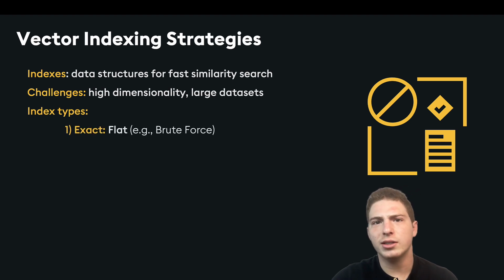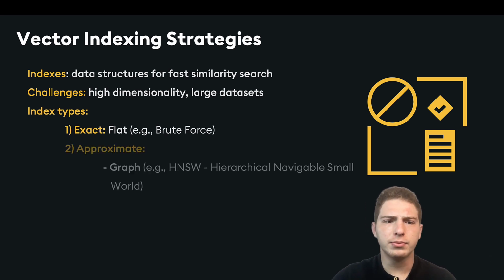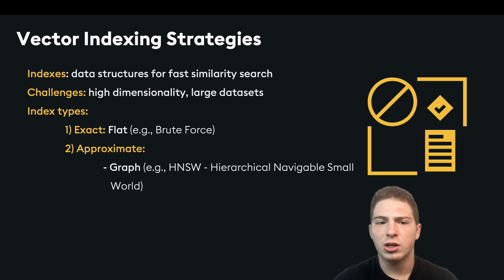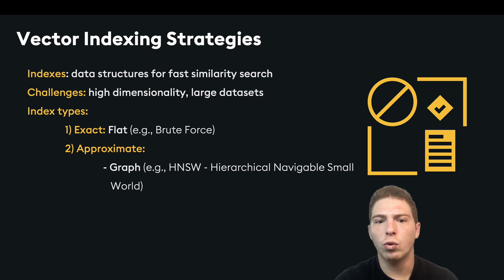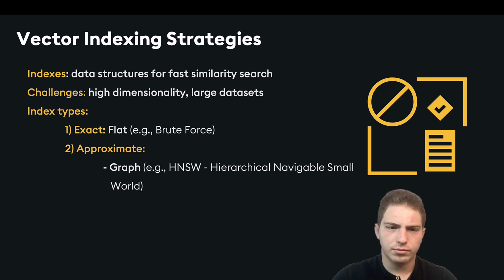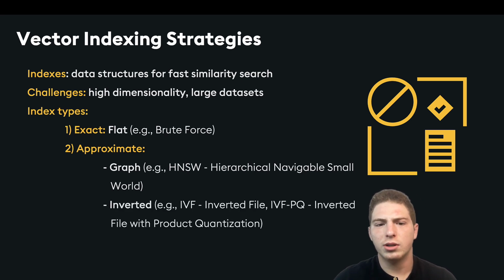The two main types of indexes are flat indexes, which do a brute force search, comparing your query vector to all document vectors, and approximate search. And approximate indexes use data structures like a graph or an inverted file index in order to speed up search at the expense of accuracy. An example of a graph index is HNSW, or hierarchical navigable small worlds. For an inverted index, you could use IVF, or an inverted file index, or IVFPQ, which is an inverted file index with product quantization.